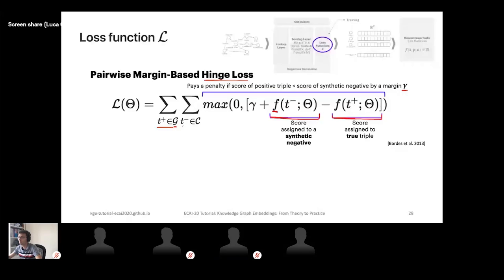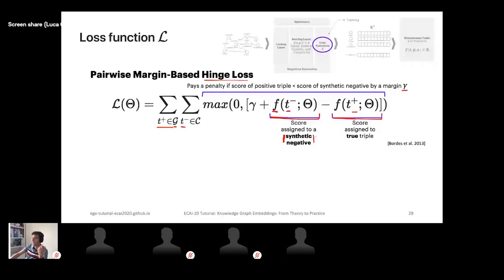And for each triple, we also iterate over a number of synthetic negatives. I haven't said a word yet on negatives, but I will get there in a couple of minutes. So that means that for each positive, we will also process negatives, which are required in the loss here, right? Just keep that aside. We'll get to synthetic negatives in a moment. So this is the rationale of the pairwise margin-based loss.